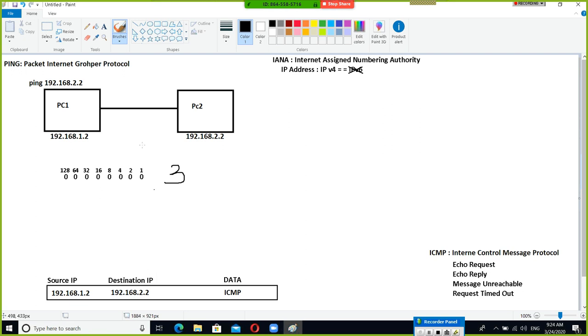Suppose I want the binary equivalent of decimal number 9. Sanjay, can you tell me?